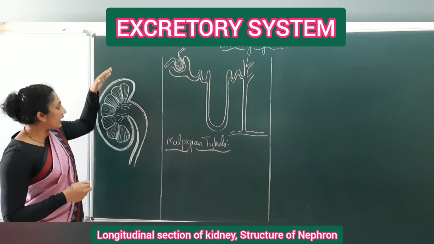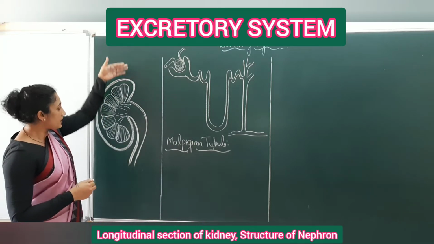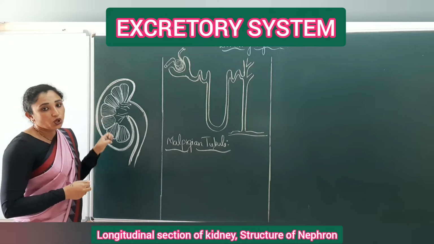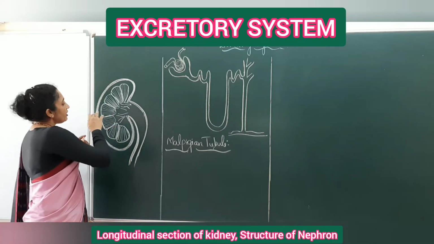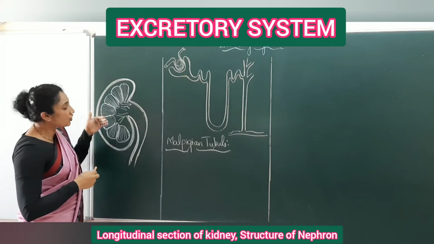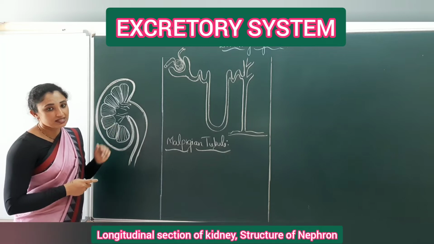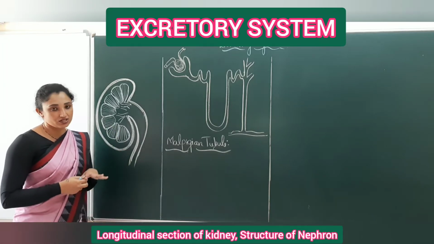If we dissect any specimen vertically, the section we get, we call it as longitudinal section, and if we dissect any specimen horizontally, that is across, the section we get, we call it as cross section. So one is longitudinal section and another is cross section.